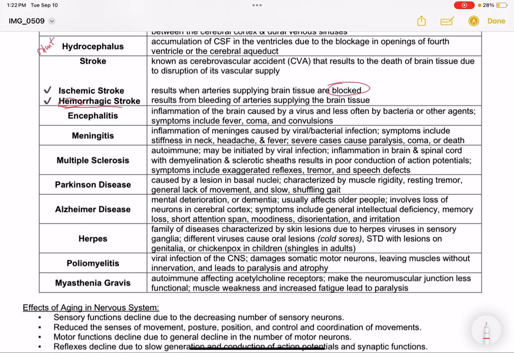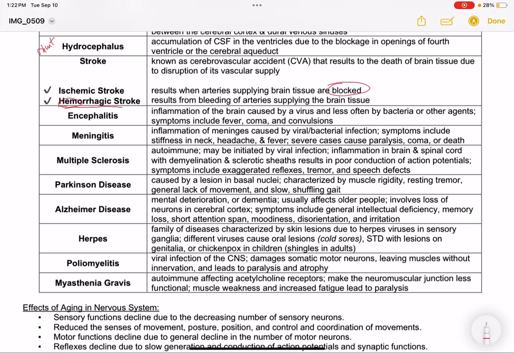So Parkinson's disease, so caused by a lesion in basal nuclei characterized by muscle rigidity, resting tremor, general lack of movement, and slow shuffling gait. So ang Parkinson's disease, makita nyo na doon na pisik-pisik sila, maskin atres sila. Diba? Gahulag-hulag ila kamo at makita nyo na siya. Kasi familiar na kamo sa Parkinson's disease.